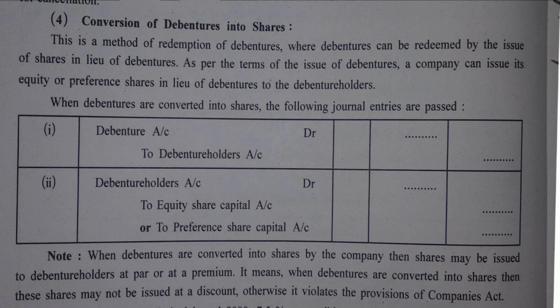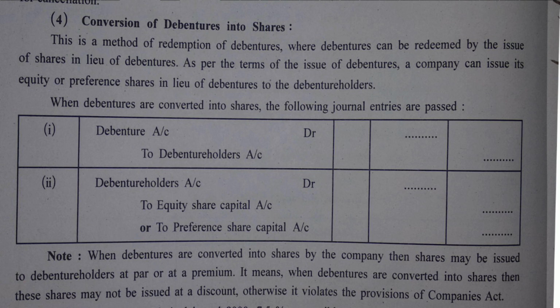And we have learned the journal entry for the payment of amount to debenture holders. Try to recall that. What was the journal entry for the payment of amount to debenture holders? It is debenture account debit to debenture holders account. Sometimes it is also premium on redemption of debentures. Debenture account debit, premium on redemption of debentures account debit to debenture holders account. And what is the journal entry for the payment of amount to debenture holders? It is debenture holders to bank.